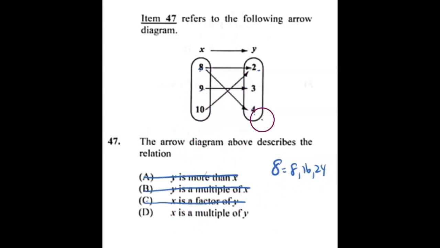X is a multiple of Y. 8 is a multiple of 2. Yes, because the multiples of 2 are 2, 4, 6, 8, etc. Right? So I will say D is the best answer here.